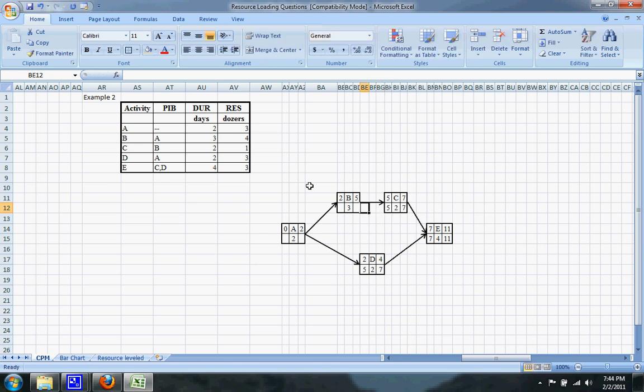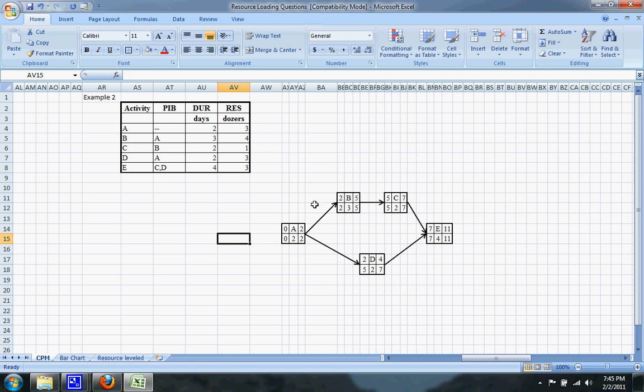So the late start for C becomes the late finish for B, the 5th day, which means that the late start for B is going to be on the 2nd day. So the latest that A can finish without delaying the project is going to be on the 2nd day, because the 2nd day is the late start for B up here. So the late start for A is 0.